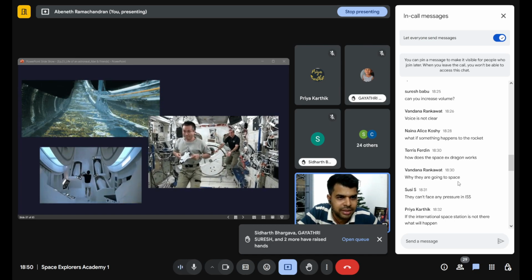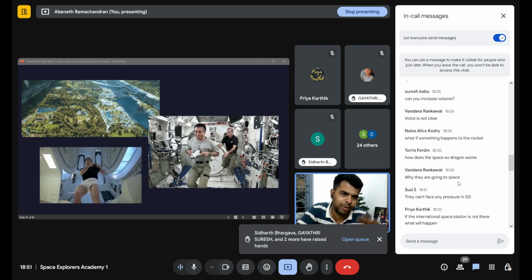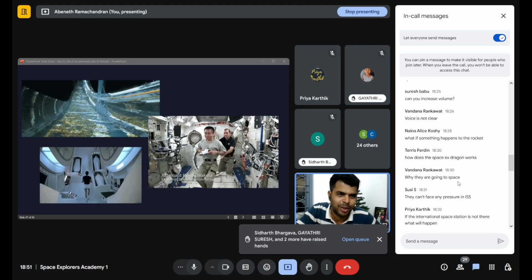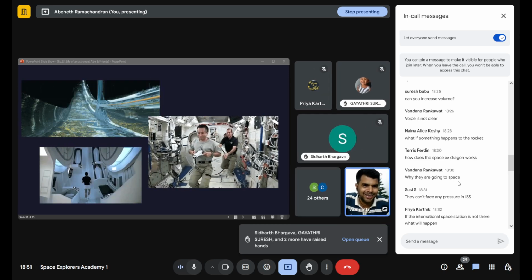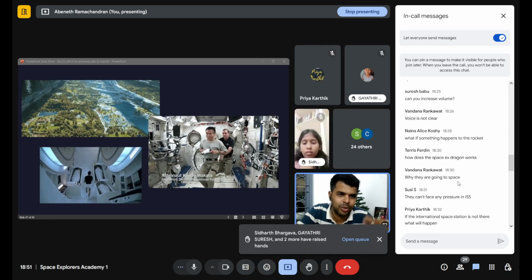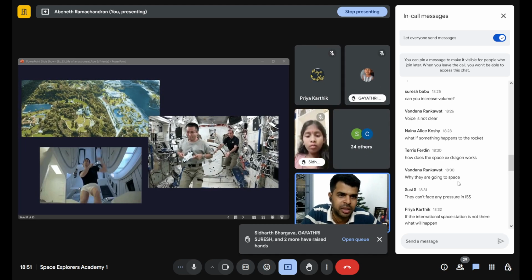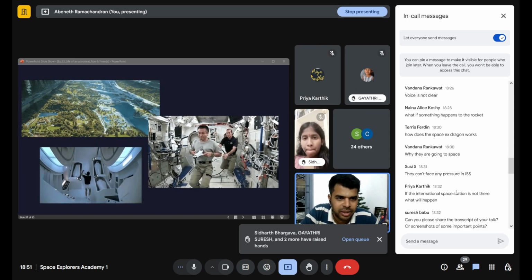How does the SpaceX Dragon work? I can explain it to you later, not now, because it's a very different topic. Propulsion and cycle and all, it's a very big topic. It will take you at least 2 to 3 days to understand rocket propulsion. Why they are going to space, I am already going to answer.